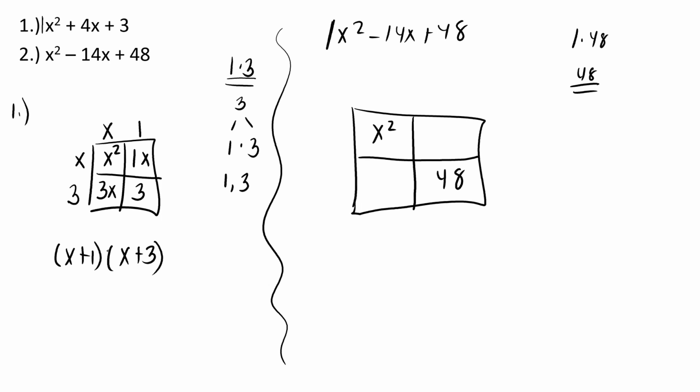What we need are the factors of 48. So we have 1 times 48, 2 times 24, 3 times 16, 4 times 12, not a 5, but we do have a 6 because 2 times 3 is 6. So that's 6 times 8, not a 7. And then I get to the 8, and the 8's already up there. So now we've got to go through this list of candidates and find the one that adds up to negative 14.